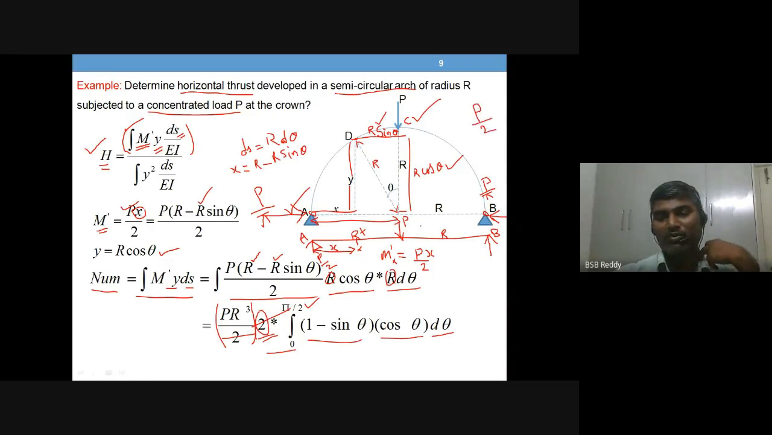So now if you see, we are able to solve all the external reactions in the two hinged arch. Unless you know the formula for H, it is never possible for us to solve for the H value, right? So for a semicircle of radius R having concentrated load P at the crown, the value of horizontal reaction is P by pi, okay? Thank you.